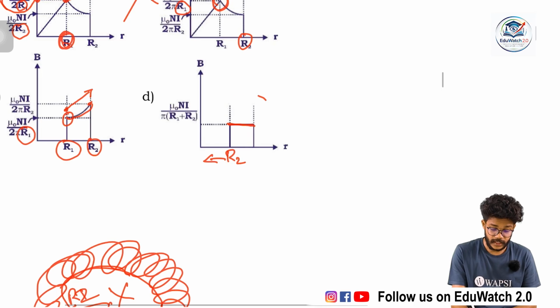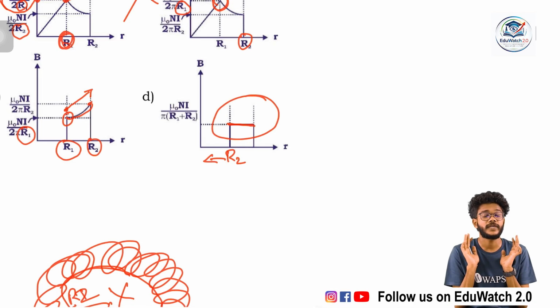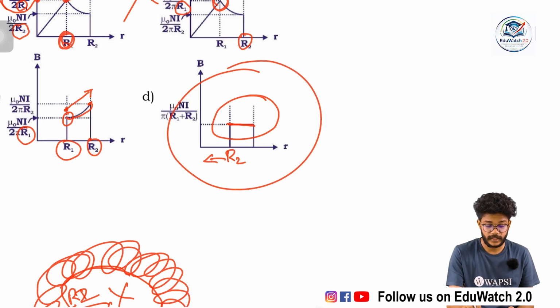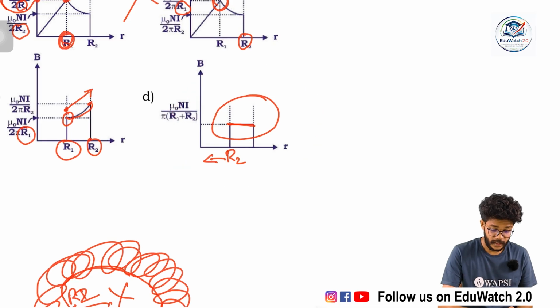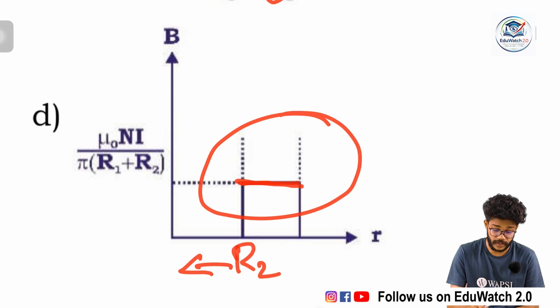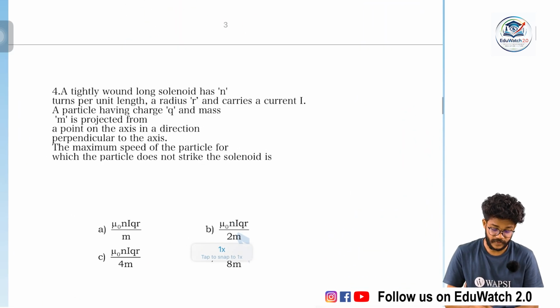Okay, this is the main concept in here, inside the toroid the magnetic field is constant. Focus on this point, and this is the equation to calculate the magnetic field inside a toroid. Okay, so we can move to the fourth question.